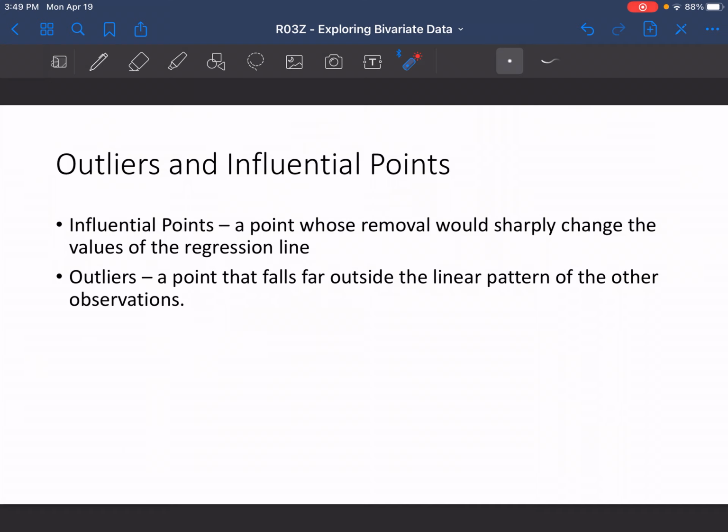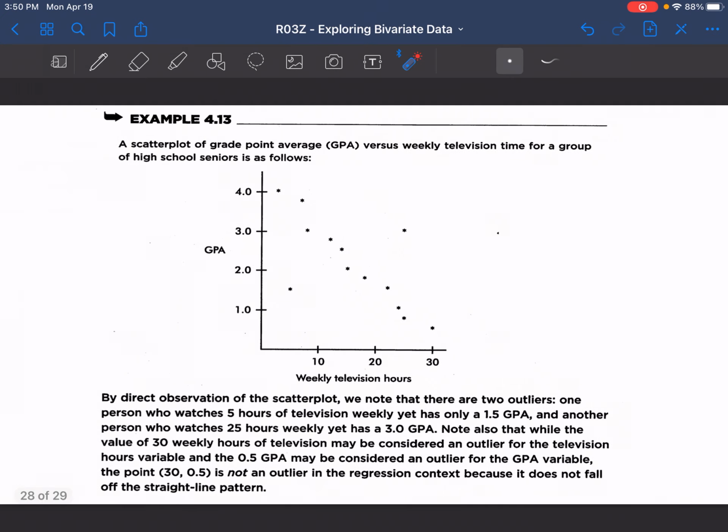We also have outliers and influential points. An influential point is just a point whose removal would sharply change the values of the regression line, and outliers are essentially kind of the same thing, a point that falls far outside the linear pattern of the other observations. So in this example, a scatter plot of grade point average versus weekly television time for a group of high school seniors is as follows. You'll notice that the less time they spend watching television, the higher their GPA is, whereas it tends to taper down the more weekly hours of television they watch.